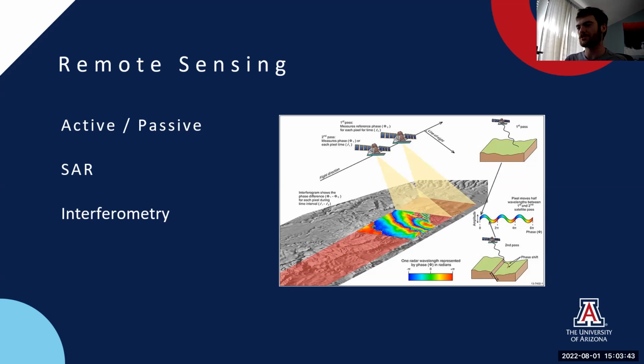And interferometry is a comparison between two SAR collections. So this image here on the right shows a satellite being passed over the same object twice, and a comparison is made between the data that it collects.